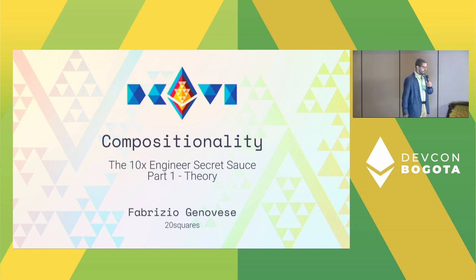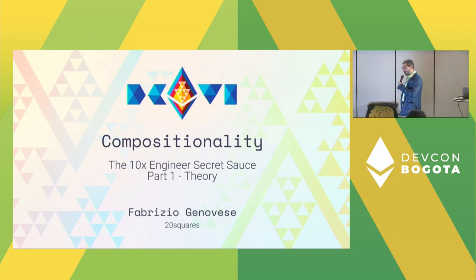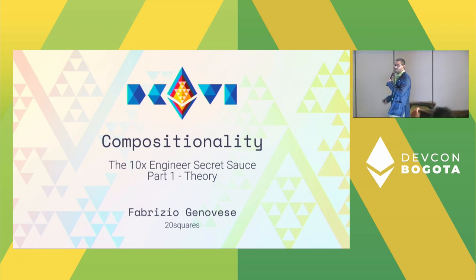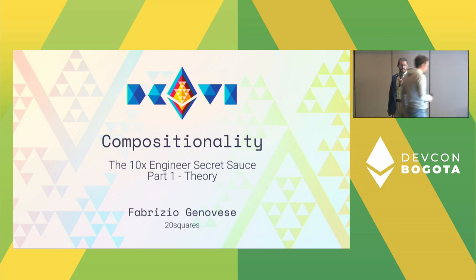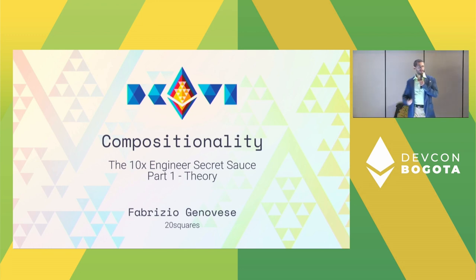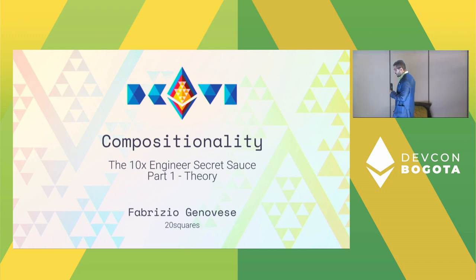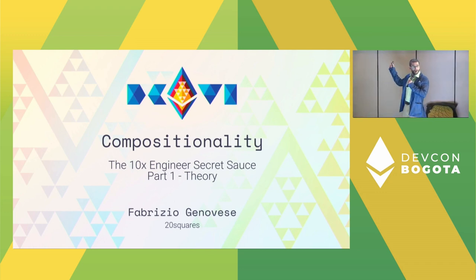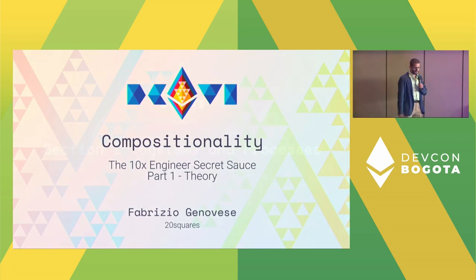In the last months, probably a year or so, we've been hearing a lot about composable things, composable blockchains, composable services. Compositionality is basically just a mathematical structure theory that tells you how to do that in the most principled way possible. I'll start, and if you have any question, just feel free to raise your hand and interrupt me, and I'll try to answer or clarify.